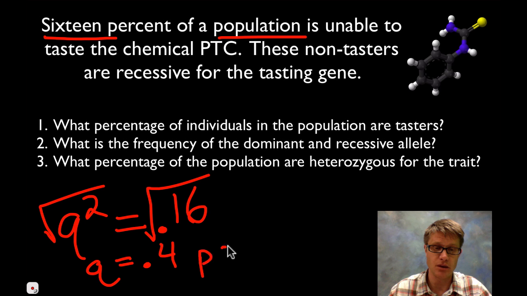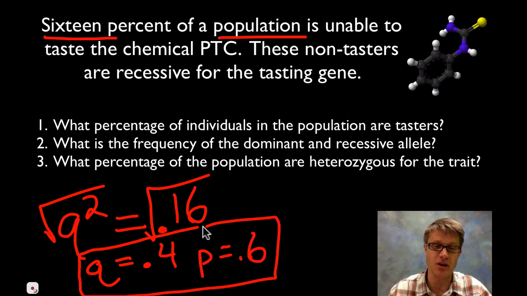I could say P equals 0.6. And now I can just smile to myself because I know I can solve any problem that they ask me with just a little bit of common sense. So I got my P and the Q value. So let's look at what questions they ask.